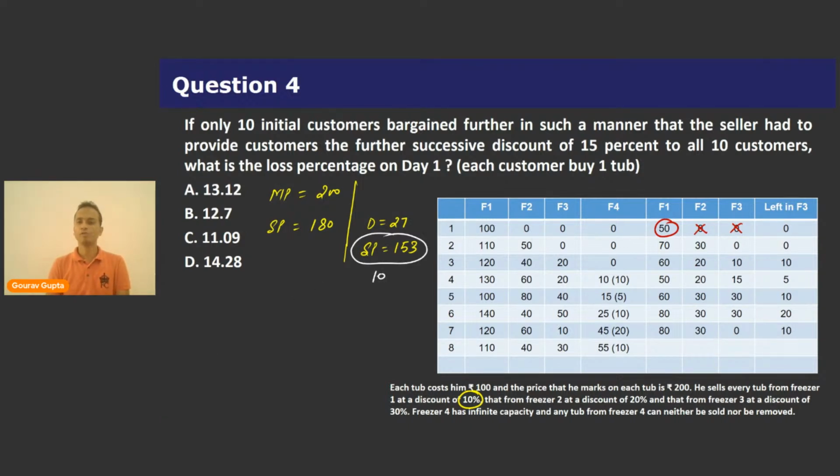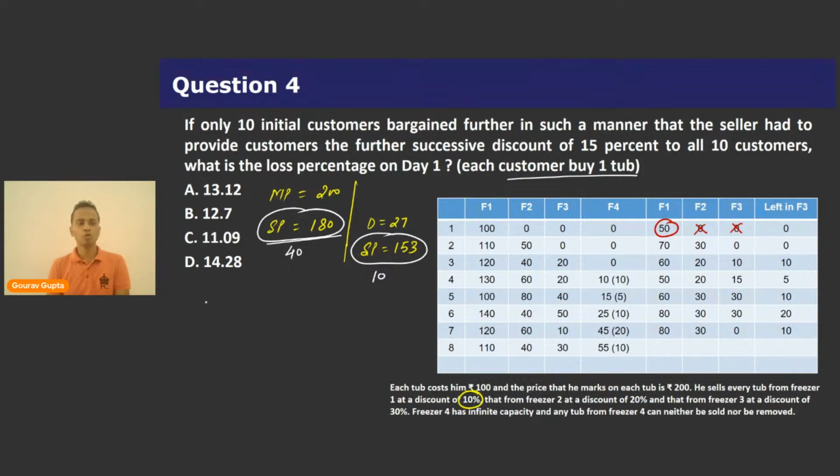This will be given to the first 10 customers because every customer buys exactly one tub and 50 tubs are sold. So there will be a total of 50 customers, right? Out of which the first 10 customers will get an additional discount. So for them, the selling price will be 153. And for the remaining 40 tubs or 40 customers, the selling price will be 180 rupees.